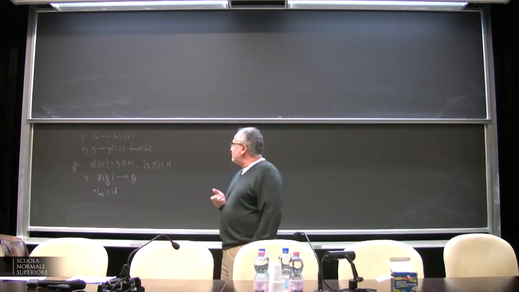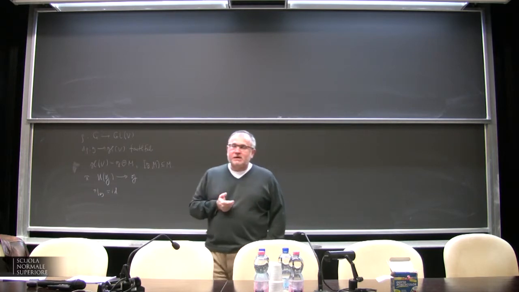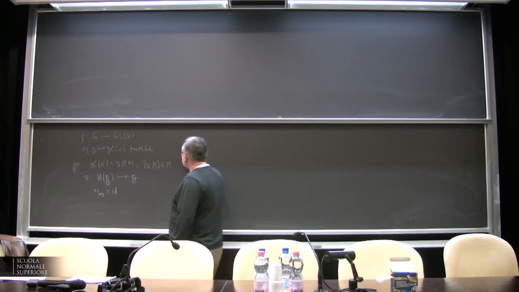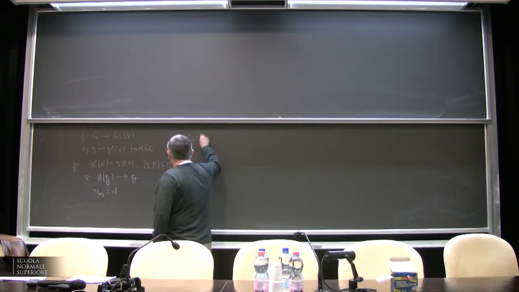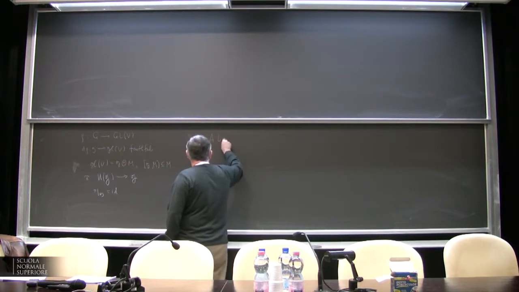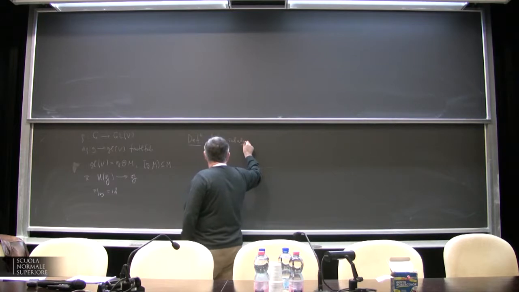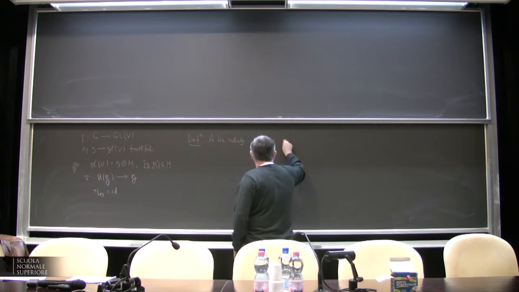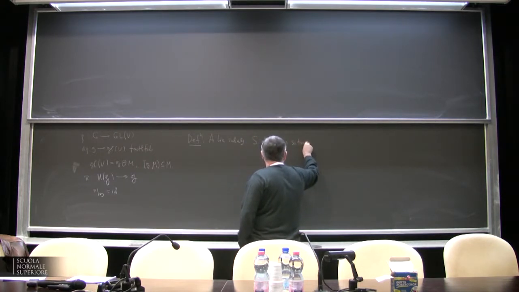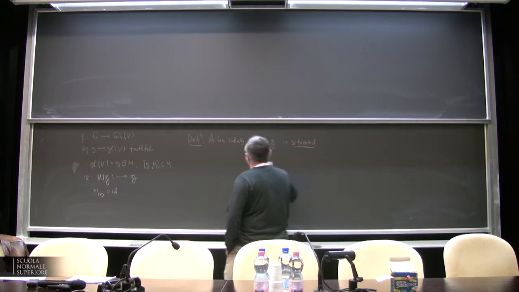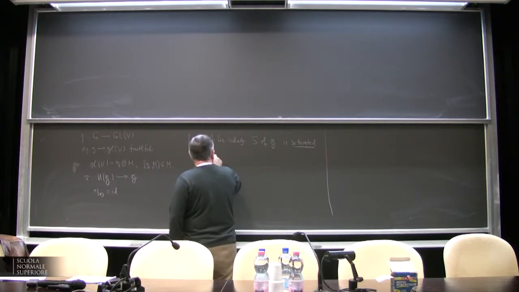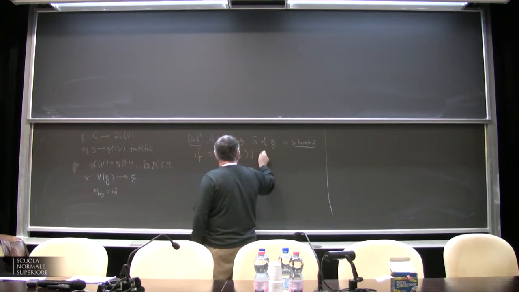But now there are several interesting questions that arise, so I'm going to introduce a class of subalgebras for which we can compute the support variety. So here is the definition. A subalgebra s of g is saturated if pi sends U(s) to s.